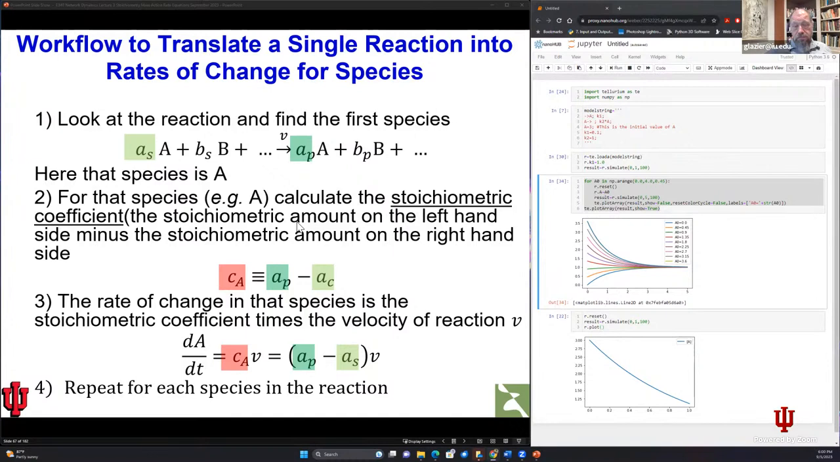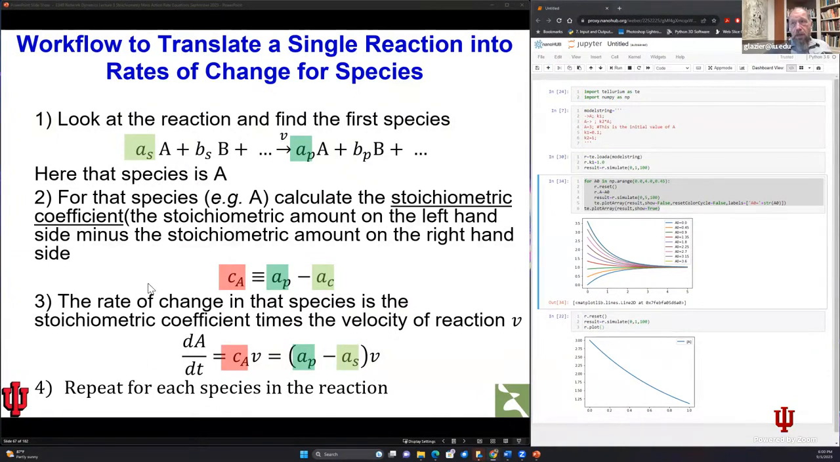William, question. Wait, where is AC? Or maybe I'm just overthinking this. This CA here is the difference between AP and AS. I know, but what is AC? AC is just the net stoichiometric coefficient. Okay. You can ignore CA here and just look at AP minus AS, if you like.